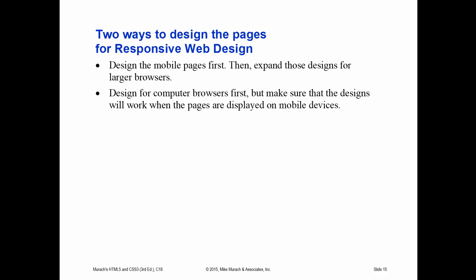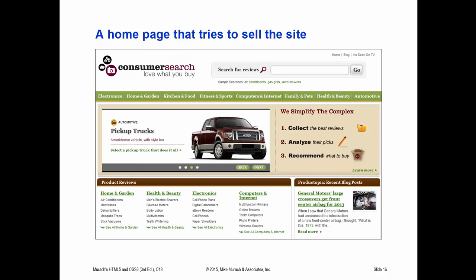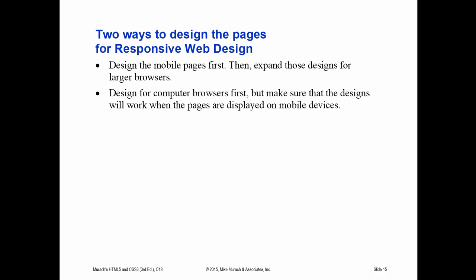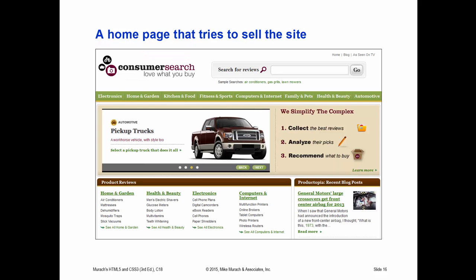Two ways to design pages for responsive web design. You can either design the mobile pages first and then expand, the mobile first principle, or you can design for computer browsers first and make sure the designs work with pages when they're displayed on mobile sites. Now, by today's standards, the best way is to use responsive web design, but it's not always practical for large sites. Sometimes, in that case, it makes more sense to actually have a small, separate site.